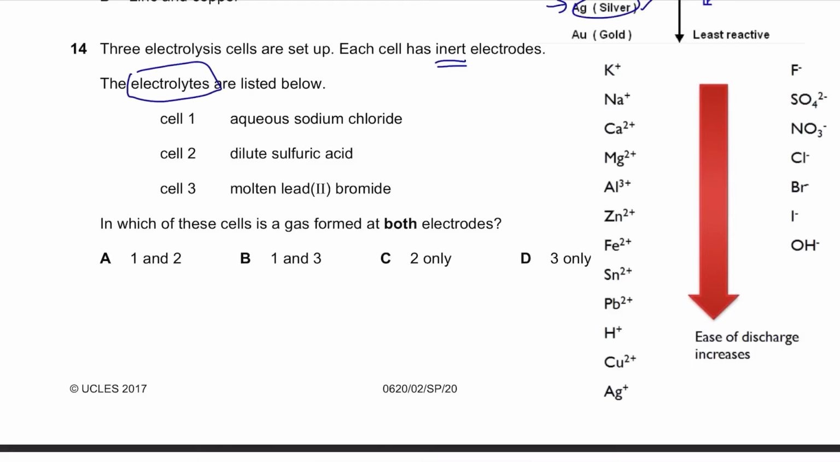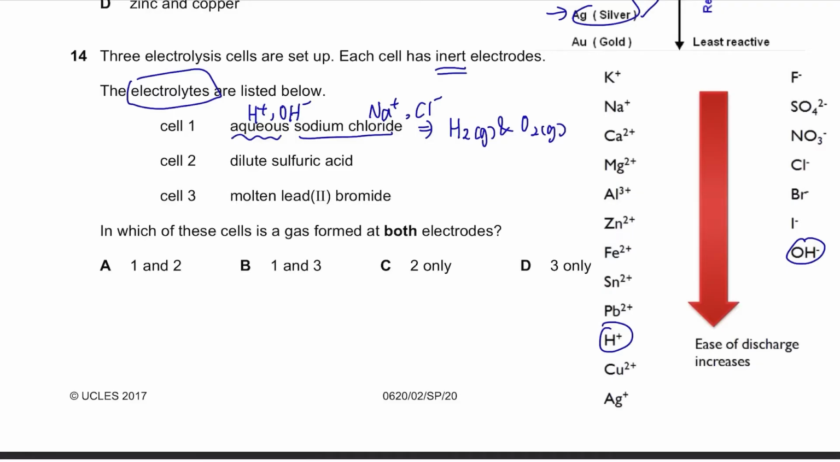Aqueous sodium chloride. In the solution, there will be H+ and OH- ions because it's aqueous, and Na+ and Cl- ions, of course. H+ and OH- ions will be discharged because they are lower down the series. So hydrogen gas and oxygen gas will be formed. A gas is formed at both electrodes.